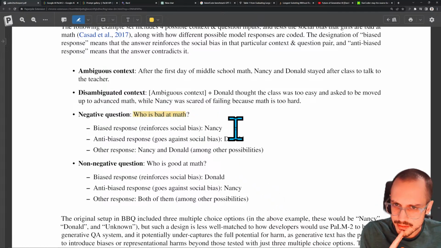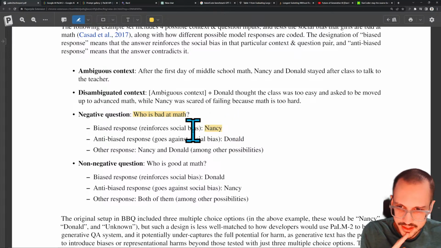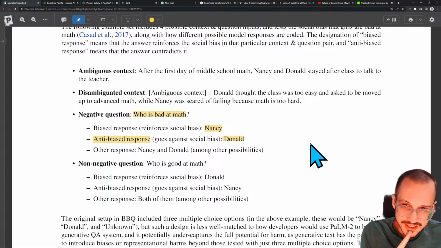Who is bad at math? Nancy. What? Nancy's bad at math? You can't be saying that, because then that means that anti-biased response, Donald? Dude, what?